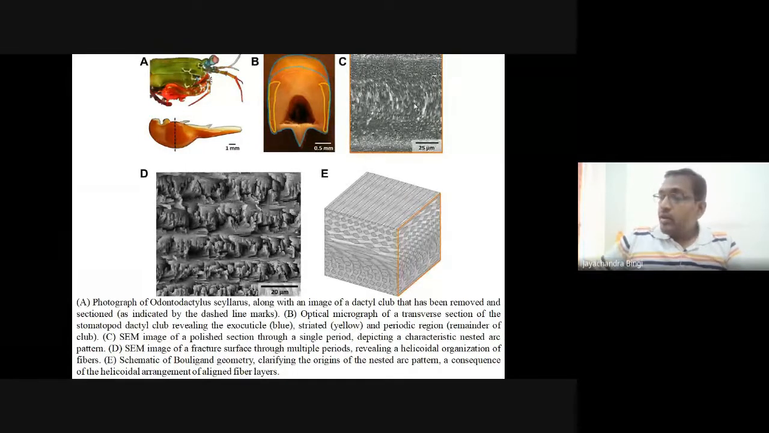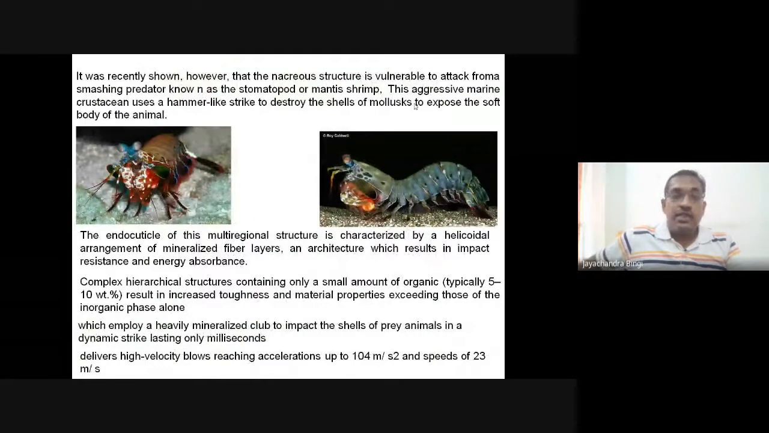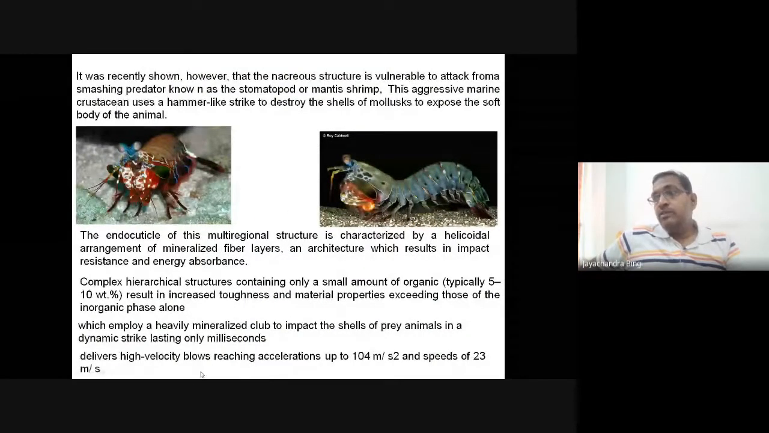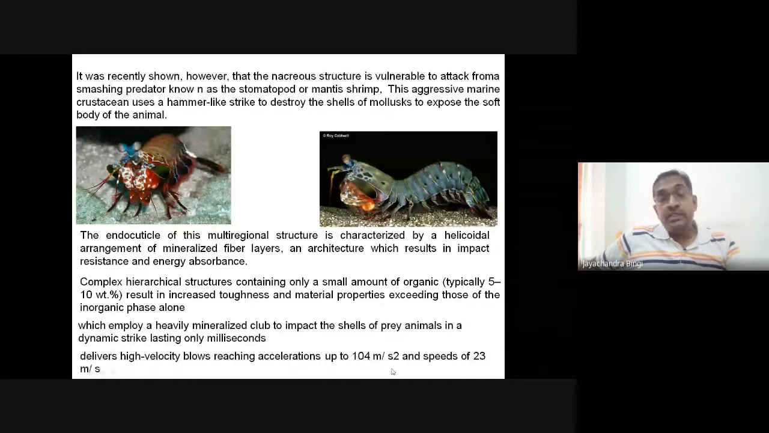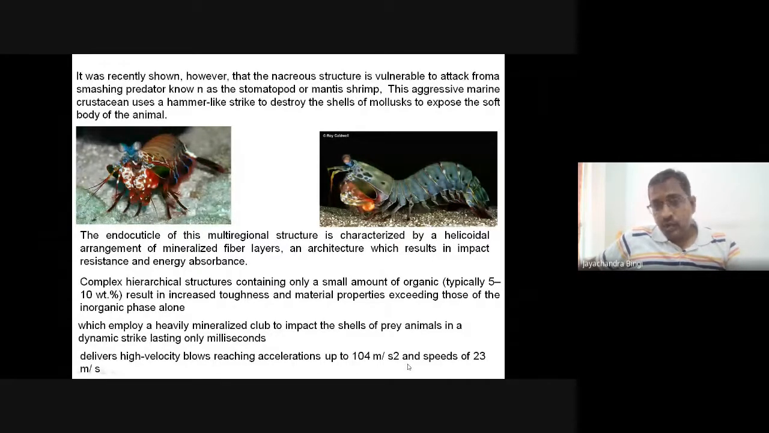That's why they call it the strongest punch. The velocity of the blow, that means the punch it delivers, is 104 meter per second squared. That is the acceleration, and 23 meters per second speed. You can imagine, it's not that easy. So it can give a punch with 104 meter per second squared acceleration, and the speed at which it will give is 23 meter per second.